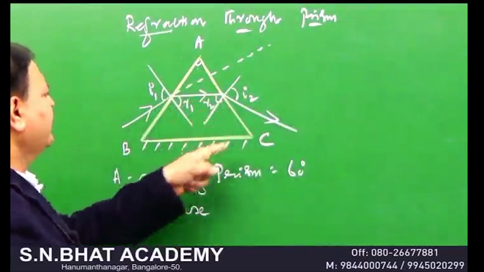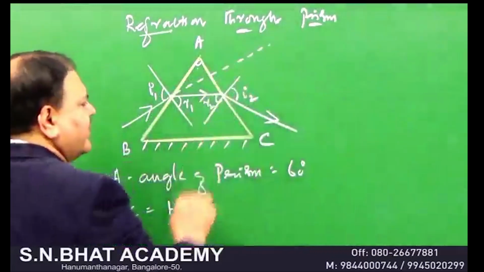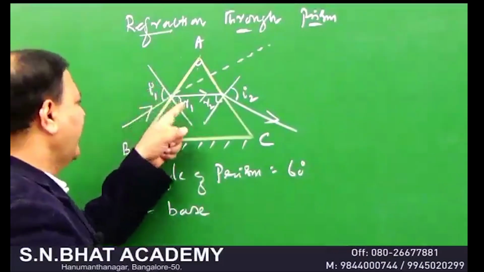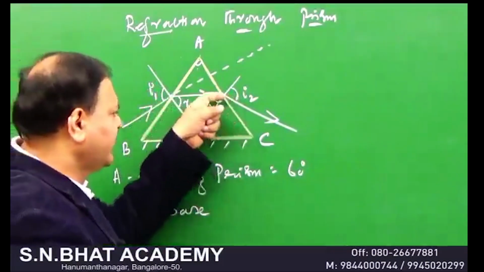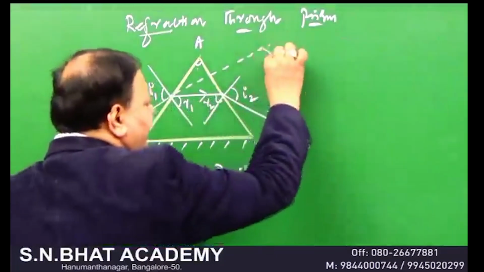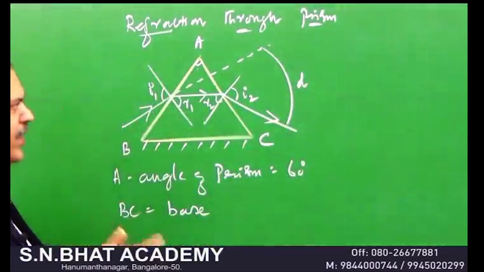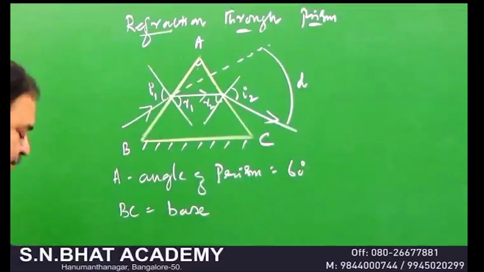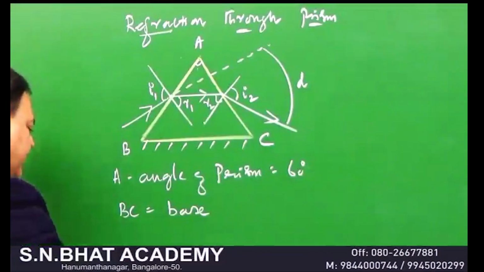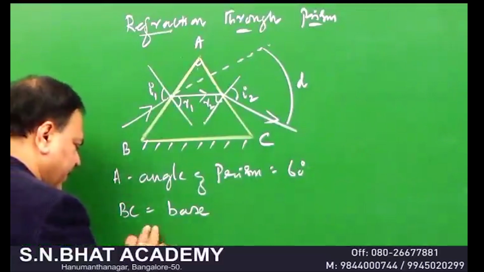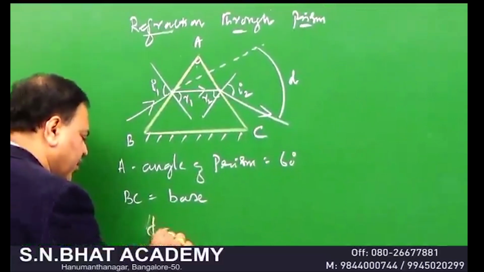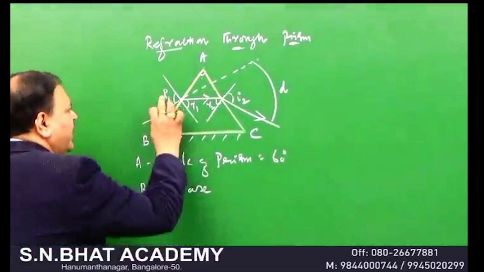If there were no prism, the ray of light would have gone like this. Because of this face, the ray of light is bent, and also because of this face it is bent. And this angle we call the total deviation. It is very important.